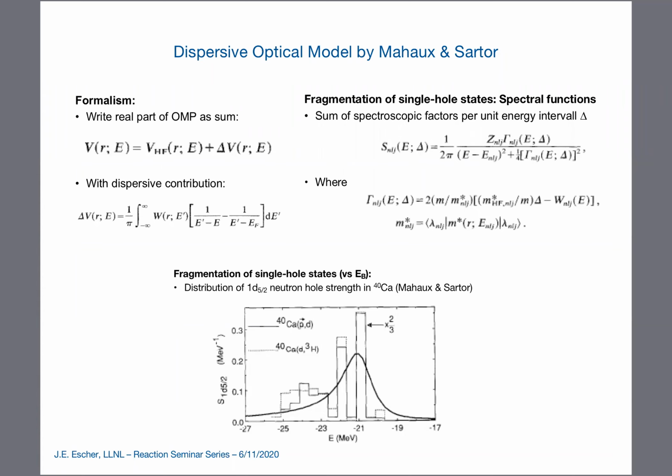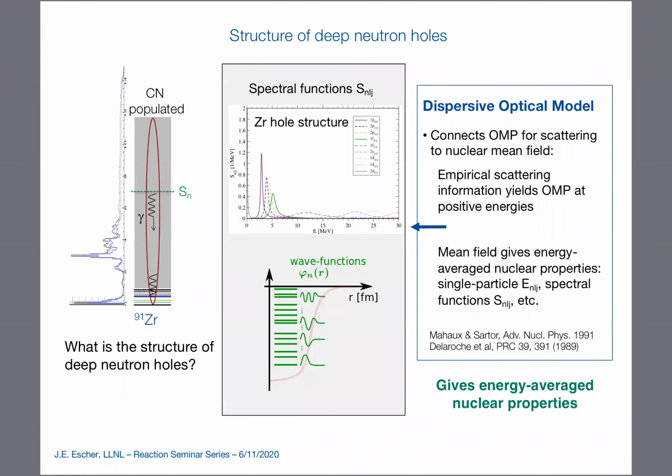So in the example that Mahaux and Sartor showed in one of their papers, which is shown here below, they looked at PD reaction on calcium-40 and also on d, helium-3, hydrogen-3 reactions. And they found that the strength that the experiment sees agrees with their formulation. So this is what I have used here. I have used an existing dispersive optical potential by Delaroche et al. to get a handle on the whole structure for the deep holes in this case.